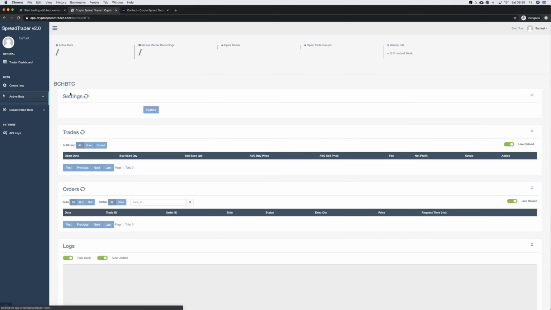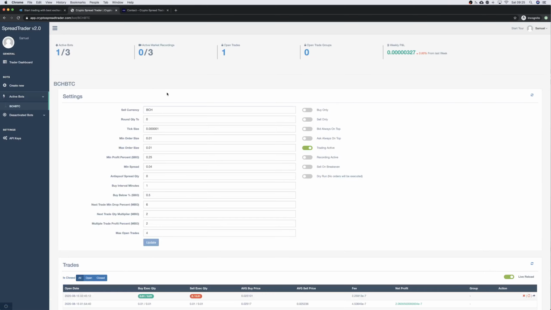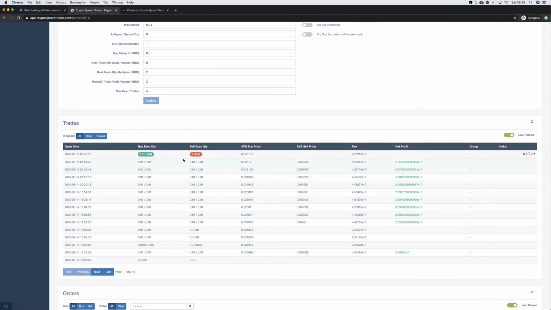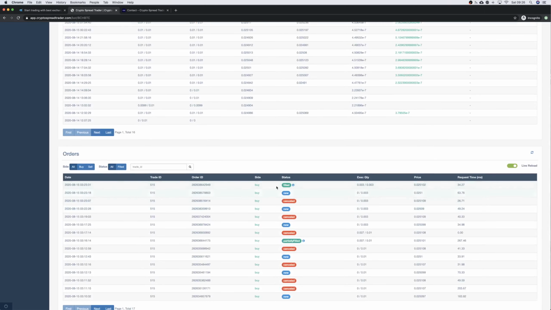If you click here, you will have the details of your bot, and you can update your settings. You will have the trades. One trade is composed of multiple orders, multiple buy and sell orders, because you can have partial fills. So here you have the trade, and underneath you have the orders.